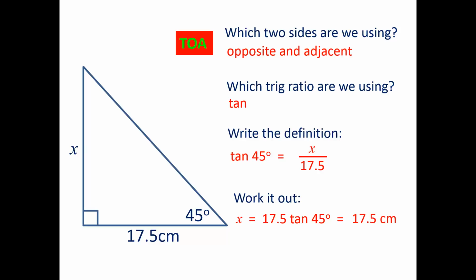That's what I'm calling type 1 calculations, where when we write the definition, we've got our unknown side on the top. So it's bye from me, and I'll speak to you on the next one when we look at type 2, where the unknown is on the bottom.